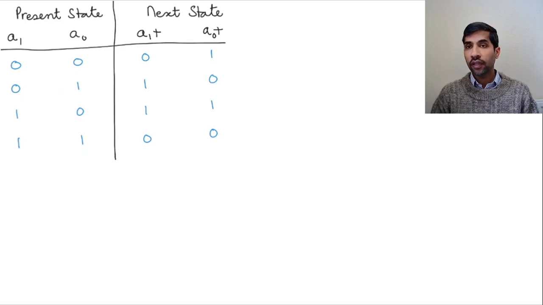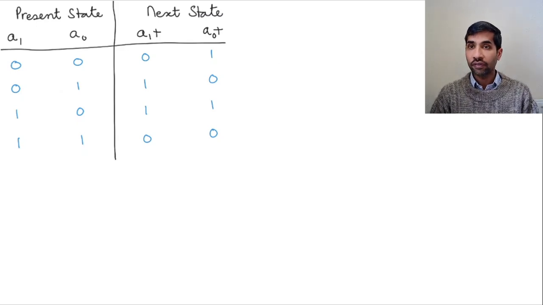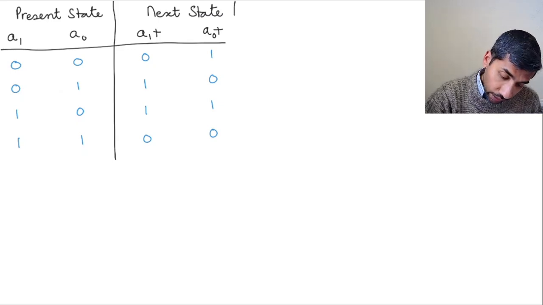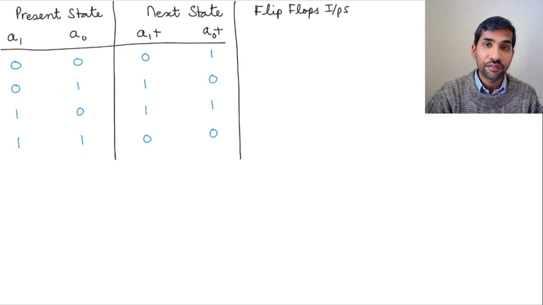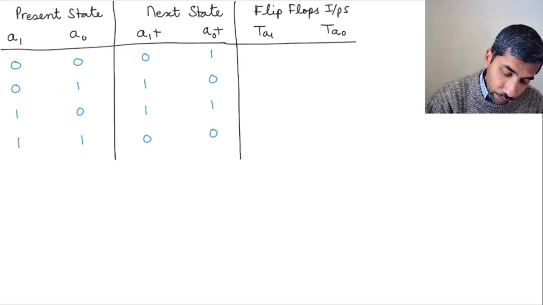So this is the truth table that we derived a few videos back for the counter that we want to design. And in the previous video, we said the way we want to design a counter is to somehow use the present state to give us the T inputs to your flip-flops so that you get this next state, right? So let's make another column here and call this flip-flop inputs. So we want to decide how we are going to get these appropriate flip-flop inputs. And there are two flip-flops, so we have two inputs. Let's call them TA1 and TA0. Okay.